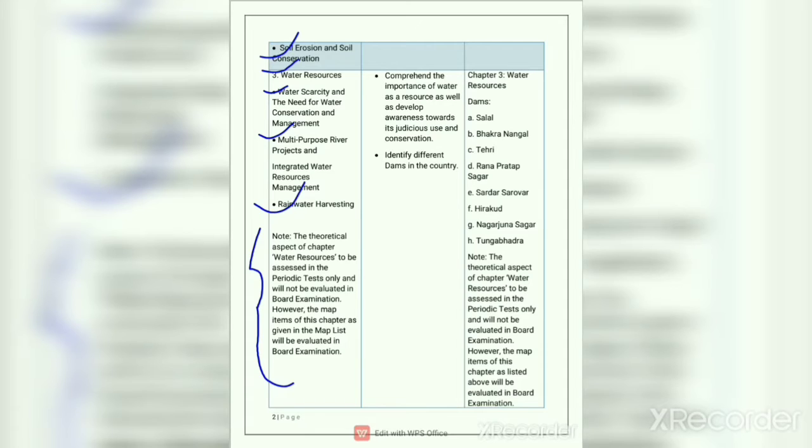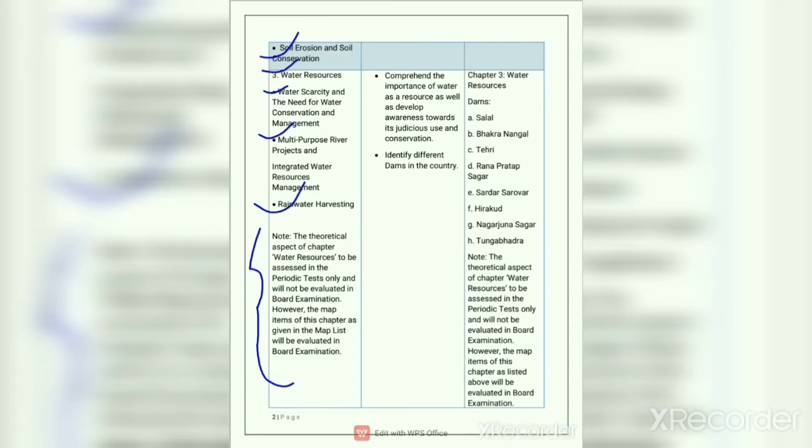So that means that the theoretical part of this chapter will not be tested in the board examination. The theoretical part will be tested in periodic test only. For your board examination, you need not do the theoretical part of this chapter, but only the map pointings should be done by you. Okay.